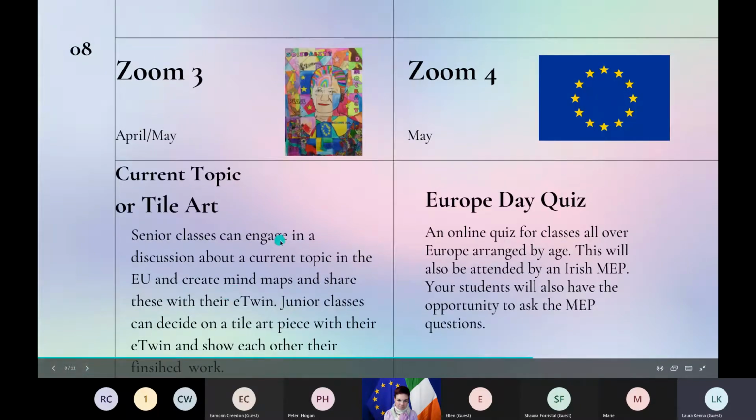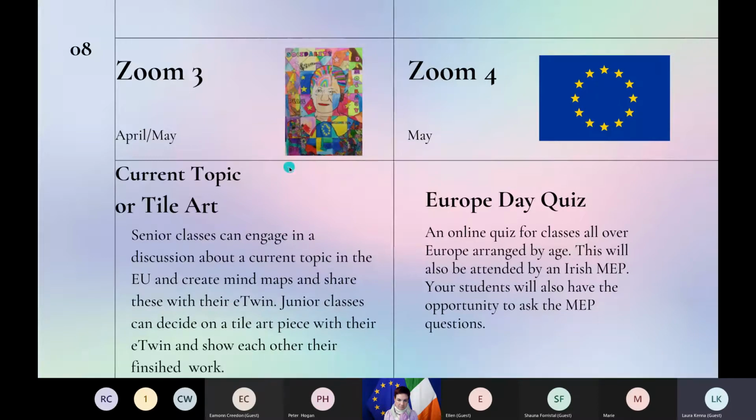Then the younger classes are going to do a tile art activity. You're welcome to do this also, but the senior classes might prefer to engage in a discussion about the current topic in the EU. And then if you create a mind map, you can have a video conference afterwards and share these ideas together with your 2 classes.